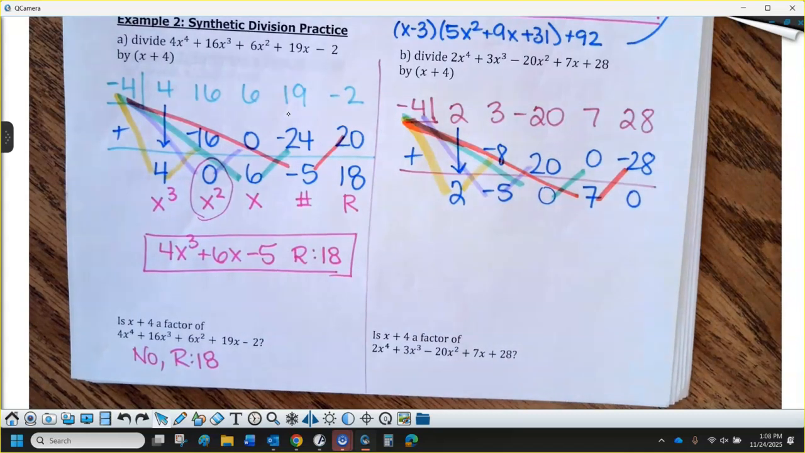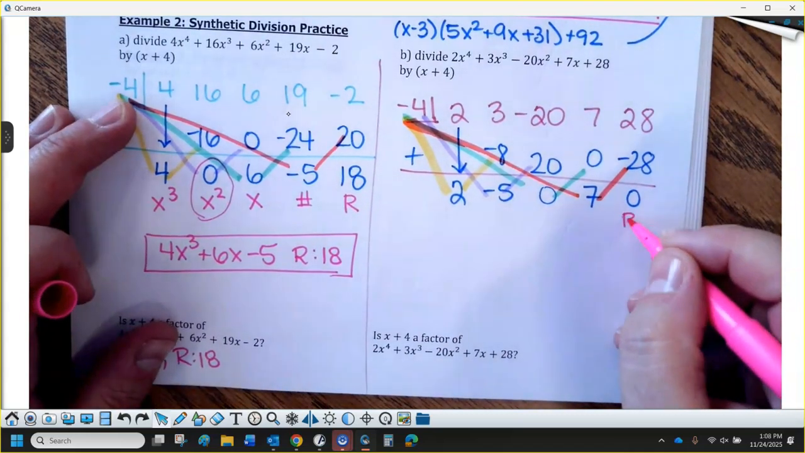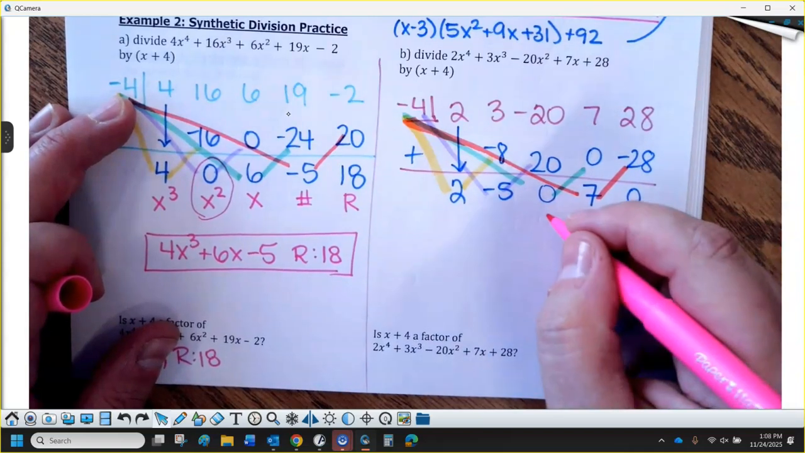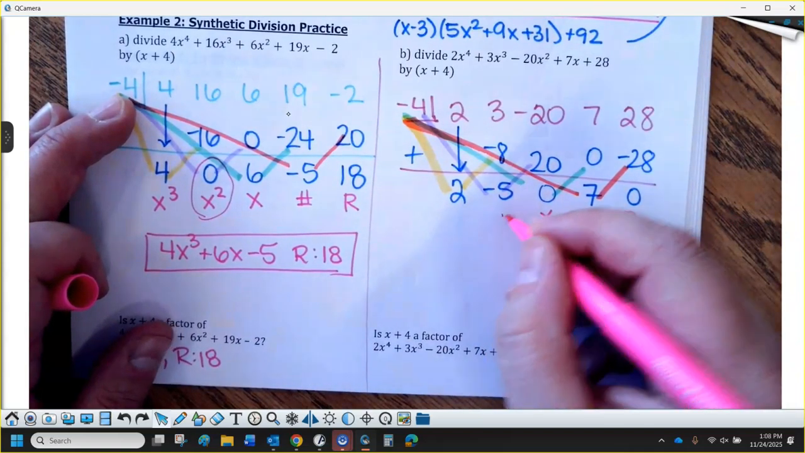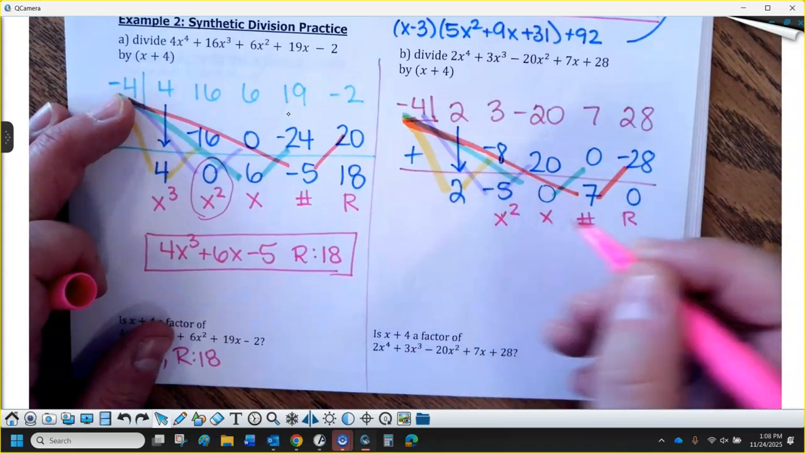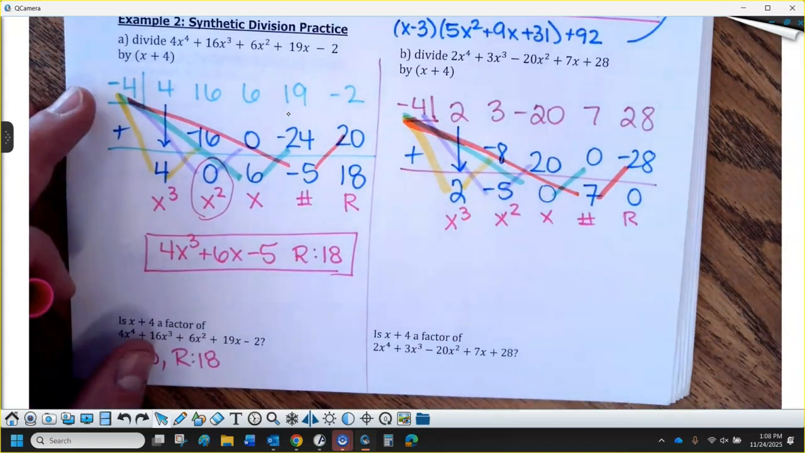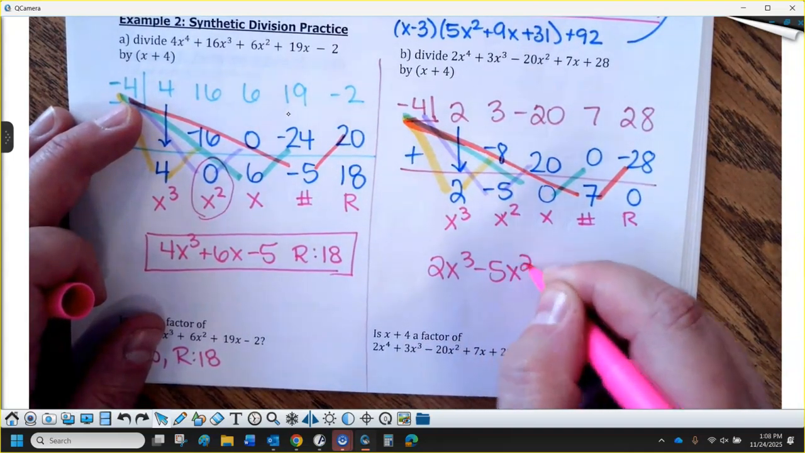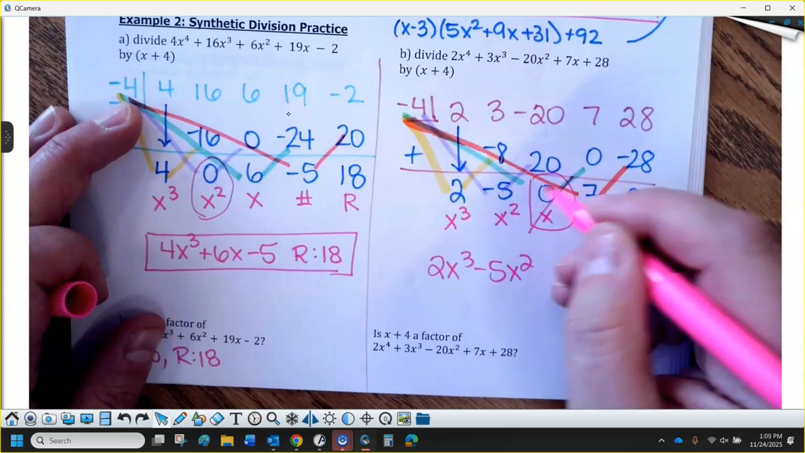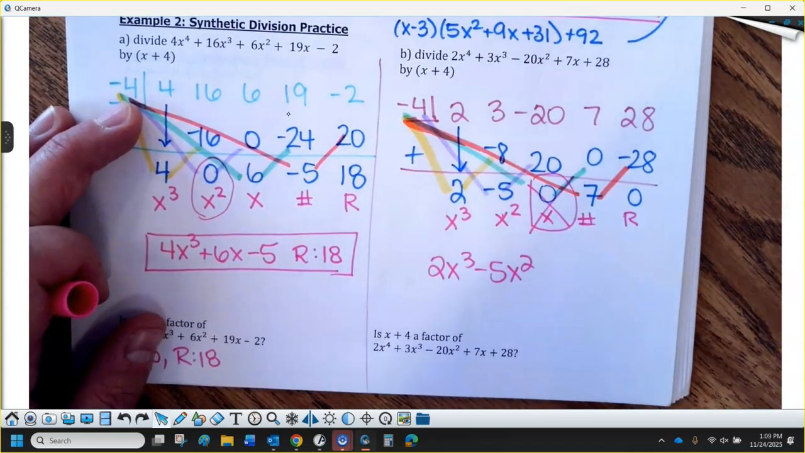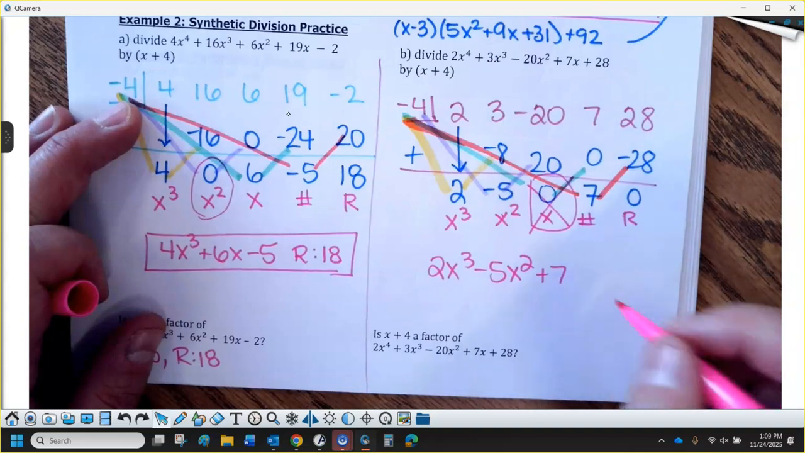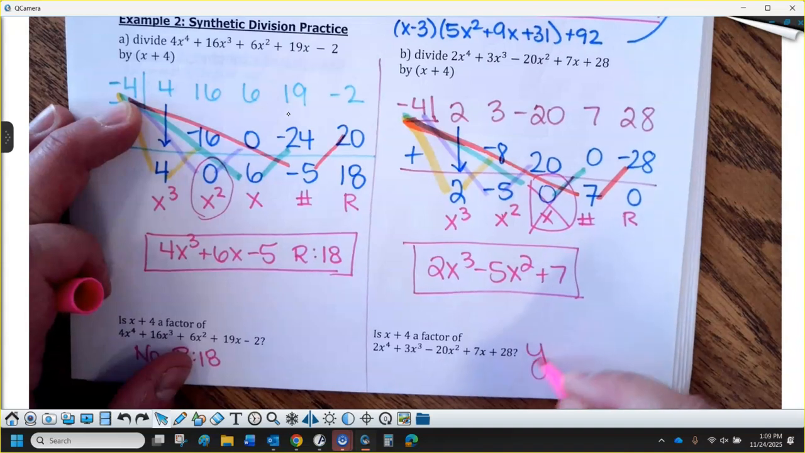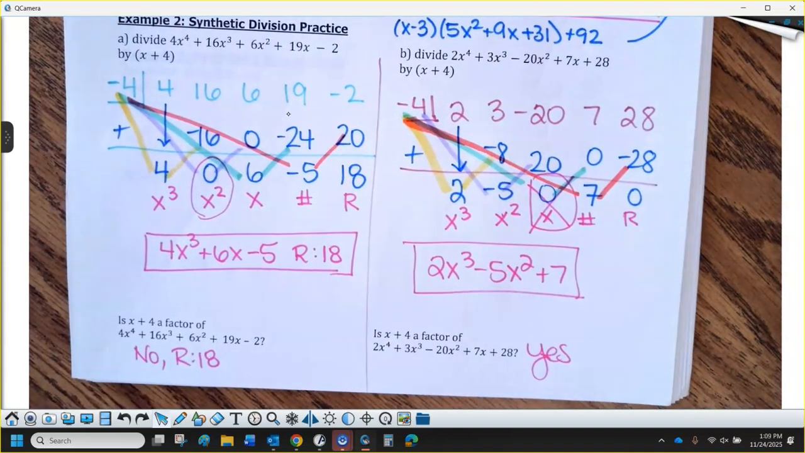So in this case, I have no remainder, so this will be a factor. The 7 is your plain number. You have 0x, and then you start adding powers of x. So negative 5x squared, 2x cubed. So this would be my answer. 2x cubed minus 5x squared. Okay, now 0x, I don't have to write that because it would be nothing. And then plus 7, no remainder. And then my answer to the question here would be yes, because I didn't have a remainder.